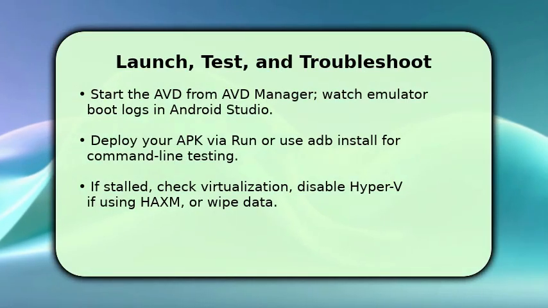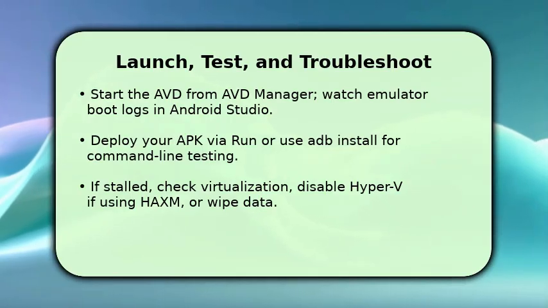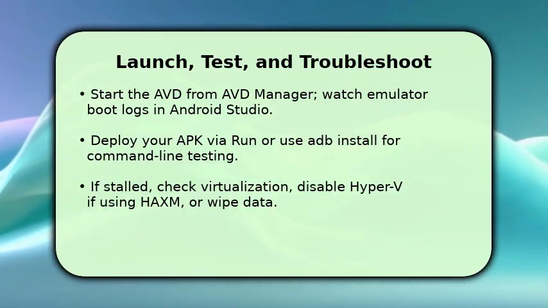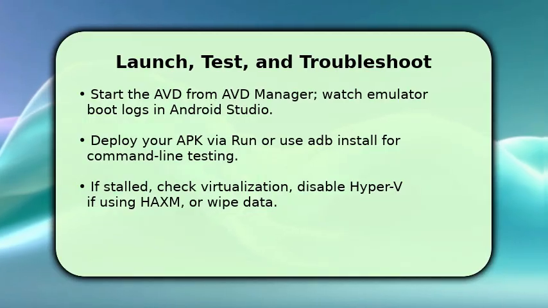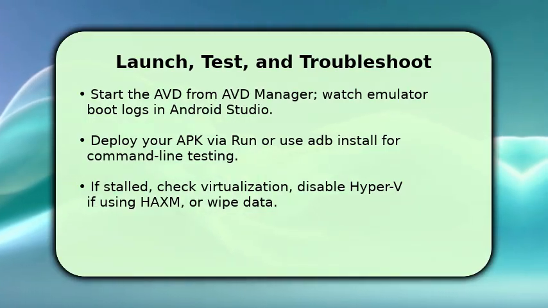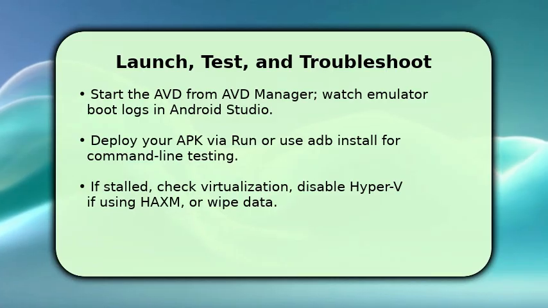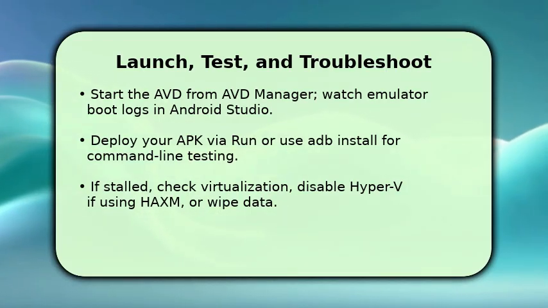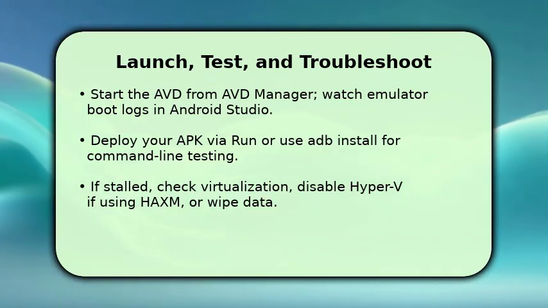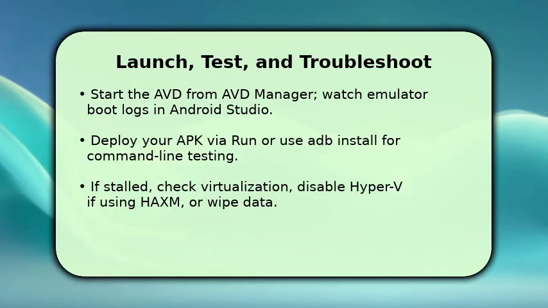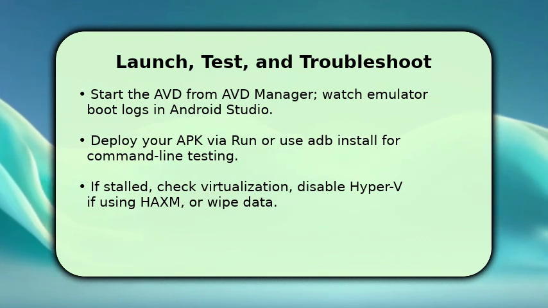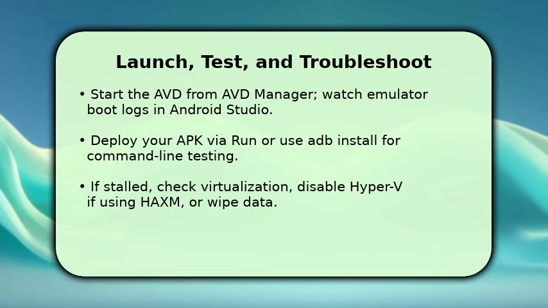Finally, you launch the emulator and validate it with your app. Start the AVD from AVD Manager and monitor logs in Logcat, then run or ADB install your APK to confirm UI and features. If the emulator runs slowly or fails to boot, first verify BIOS virtualization is enabled and that you chose the correct backend. Disable Hyper-V when using HAXM or enable Windows Hypervisor Platform for Hyper-V. If issues persist, wipe AVD data or recreate the AVD with a different system image.